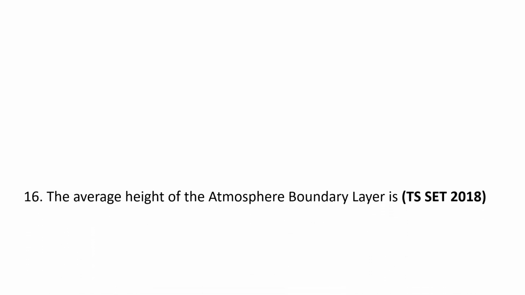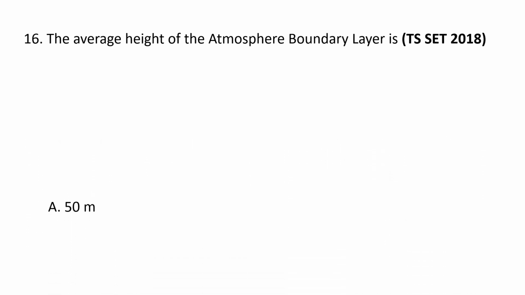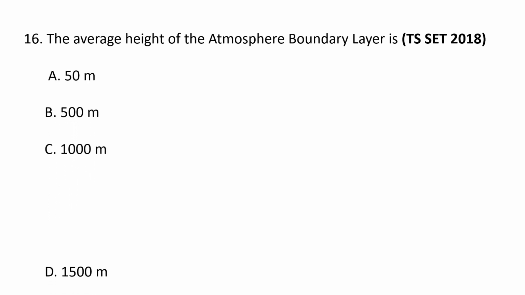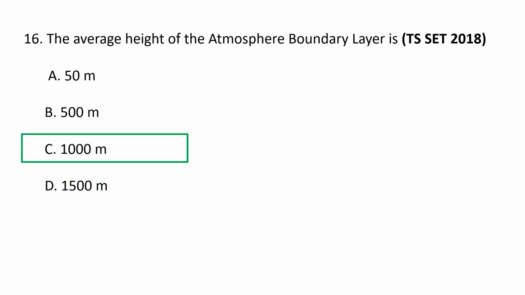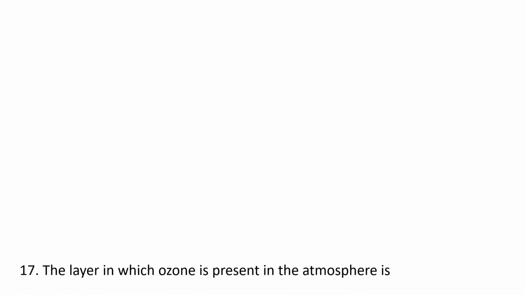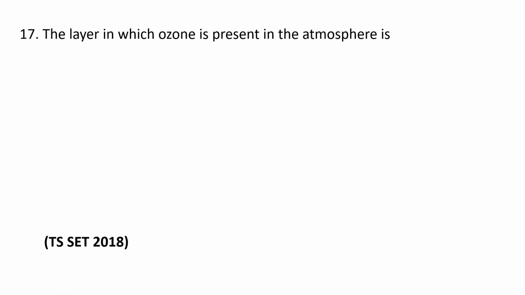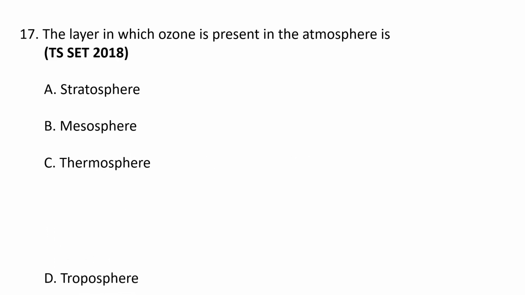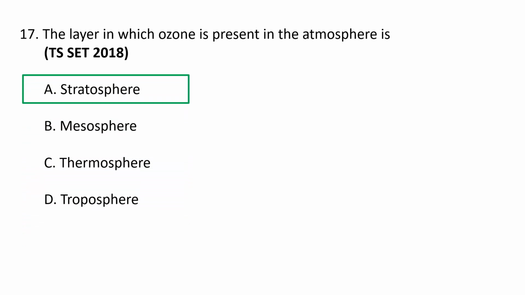Next question. The average height of the atmospheric boundary layer is A. 50 meters, B. 500 meters, C. 1000 meters, D. 1500 meters. The average height of the atmospheric boundary layer is 1000 meters. C is the correct answer. Next question. The layer in which the ozone is present in the atmosphere is A. Stratosphere, B. Mesosphere, C. Thermosphere and D. Troposphere. So the layer in which ozone is present in the atmosphere is known as the stratosphere. It is also known as ozonosphere.